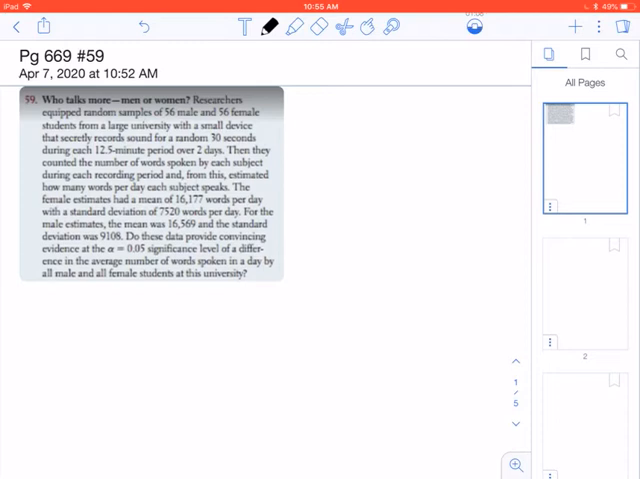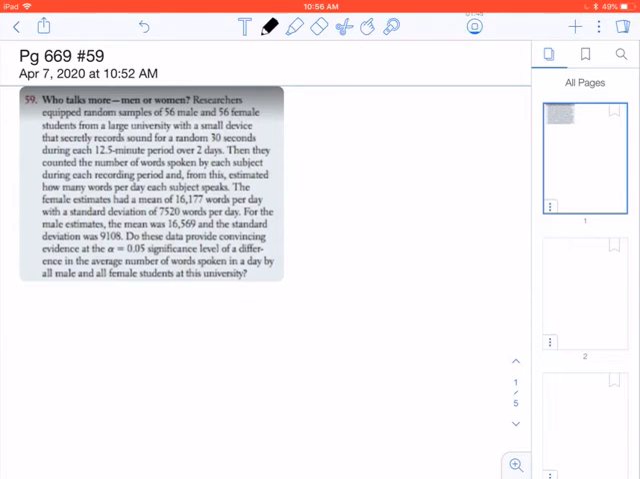Do these data provide convincing evidence at the 5% level of significance of a difference in the average number of words spoken in a day by all male and female students at the university? So basically what they're testing is they took two 56 person samples, one of men, one of women, and they calculated the average amount of words that the men speak each day and the average amount of words that the women speak each day. And then they want to test if there's a difference between the two populations, men and women.